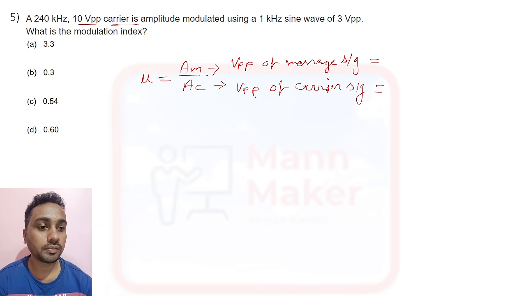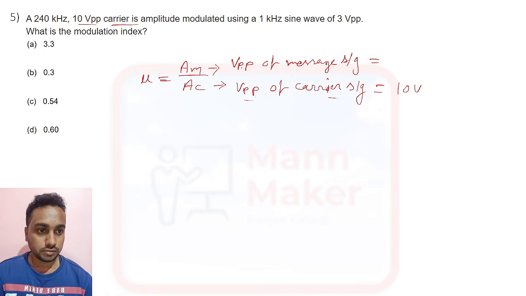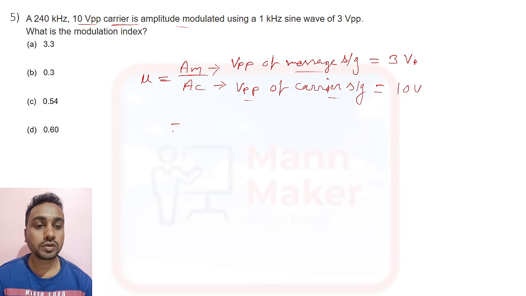So AC, the peak to peak voltage of the carrier signal, is 10 volt. It is amplitude modulated using a 1 kilohertz sine wave, the message signal, which is 3 VPP, 3 volt. So we put it here: 3 by 10, that is equal to 0.3. So 0.3 is your answer, option B.